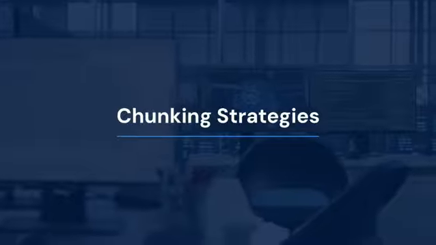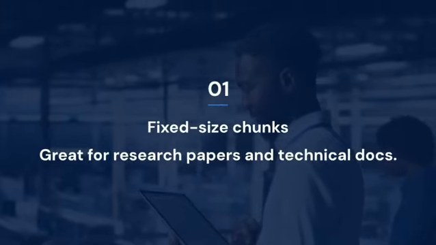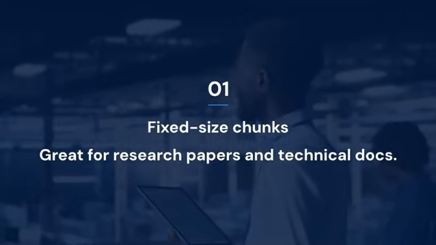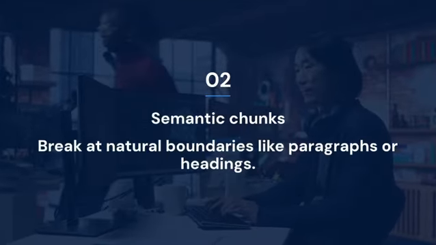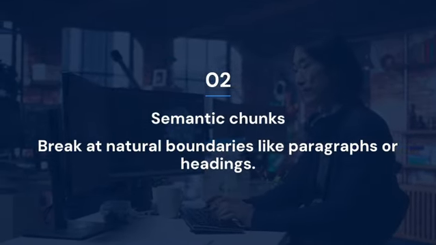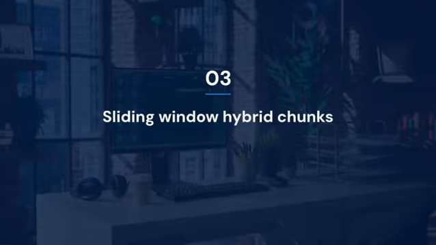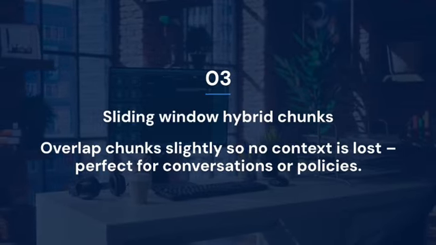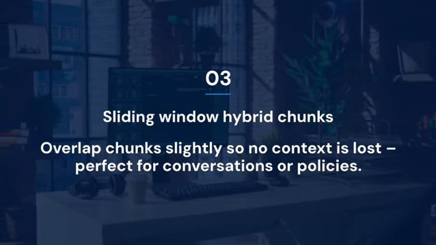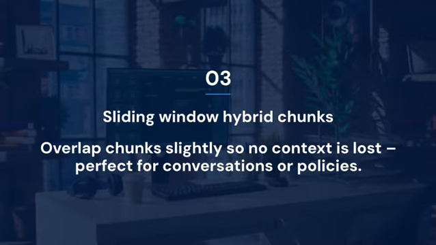Chunking strategies. Fixed-size chunks. Great for research papers and technical docs. Semantic chunks. Break at natural boundaries like paragraphs or headings. Sliding window hybrid chunks. Overlap chunks slightly so no context is lost. Perfect for conversations or policies.